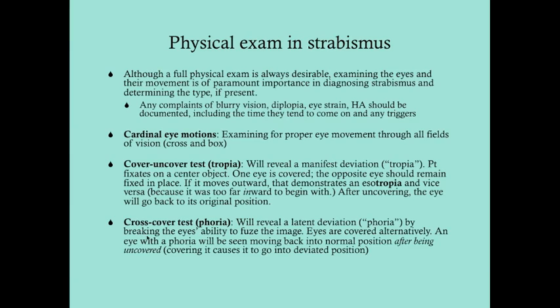So here, with the cross-cover test, we're looking at the eye after we uncover it, whereas with the cover-uncover test, we're looking at the non-covered eye. With the cross-cover test, you cover the right eye, then you move over to cover the left eye, and you're looking at what the left eye does. If the eye is moving back into its deviated position after being uncovered, which is outward, then that's going to reveal an exophoria. And if it's moving inward, then that's going to reveal an esophoria.